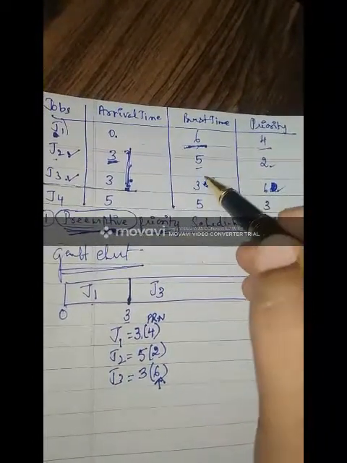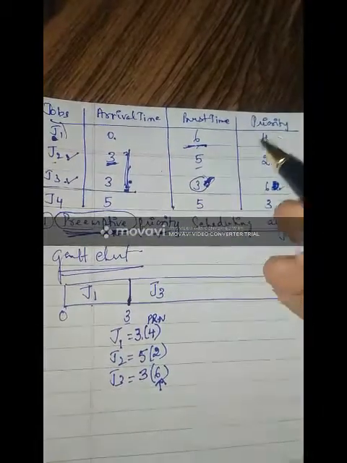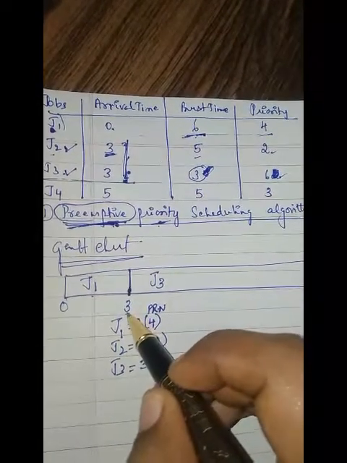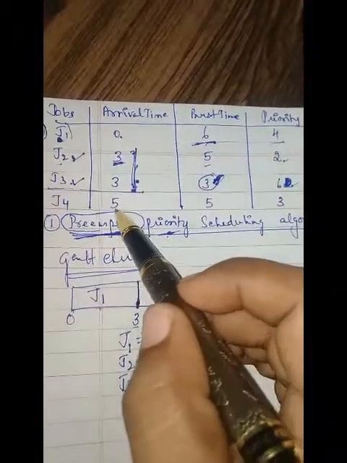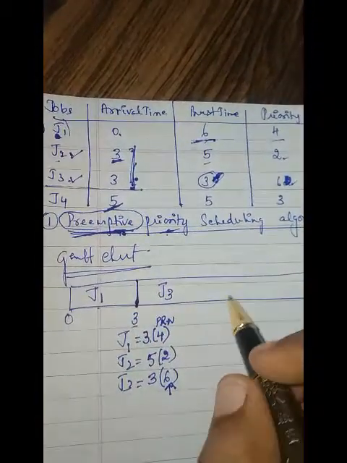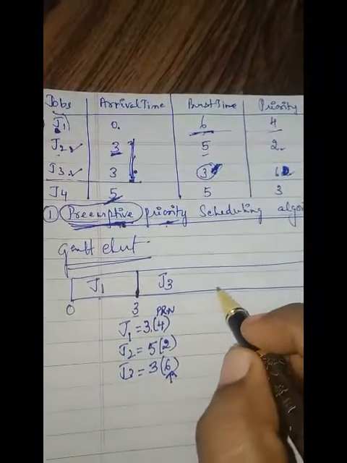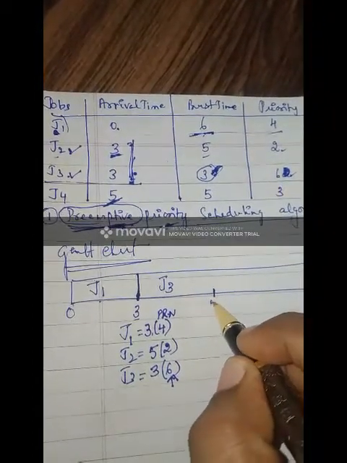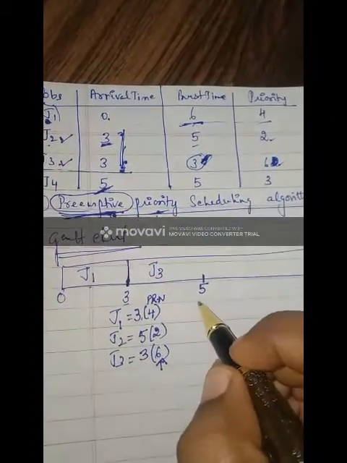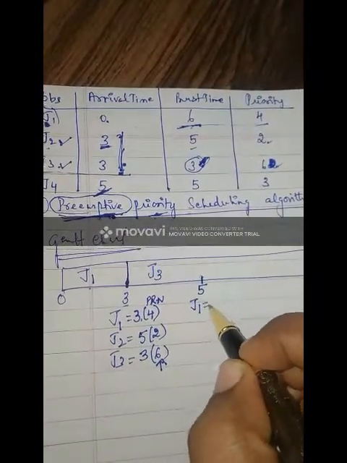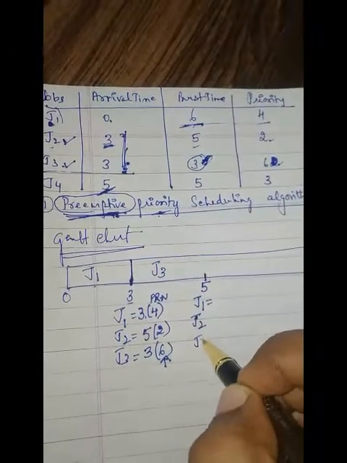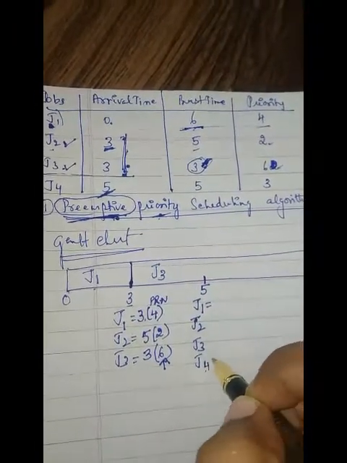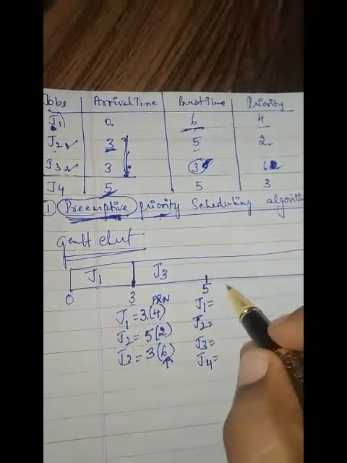J3 takes how many milliseconds to complete? 3 milliseconds. So if you add 3, it will actually go up to 6. But at 5 you have another process coming in, so you cannot go up to 6; you have to stop at 5 and check. At 5, checking the status of your system, you have processes J1, J2, J3 and J4 coming in at 5 milliseconds.